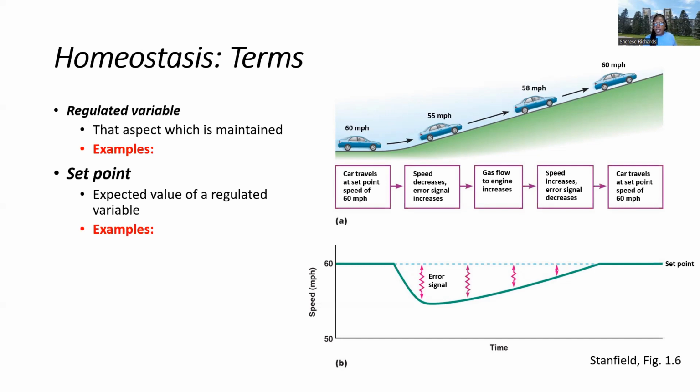So for example, blood pressure, right? Blood pressure is typically anywhere from 120/80 to 130/90. That would be considered a set point for the variable blood pressure. And so the body would do everything in its power to keep the blood pressure at that specific range, okay, excluding any pathology.